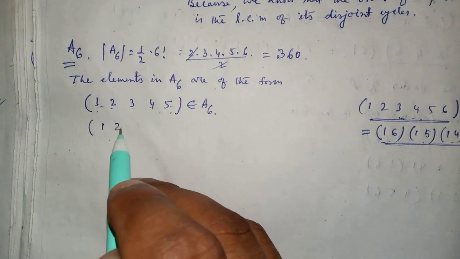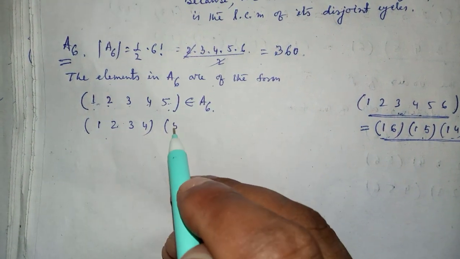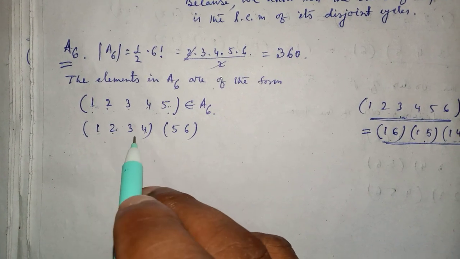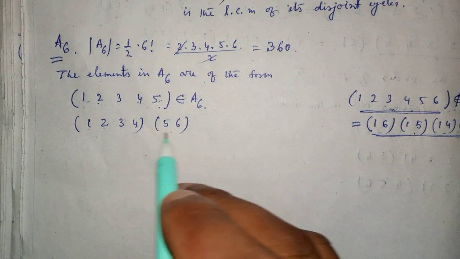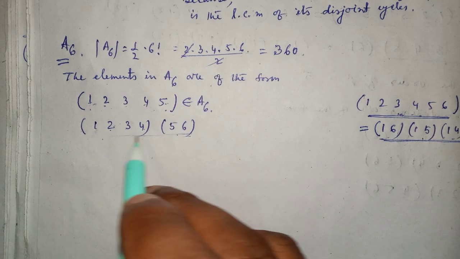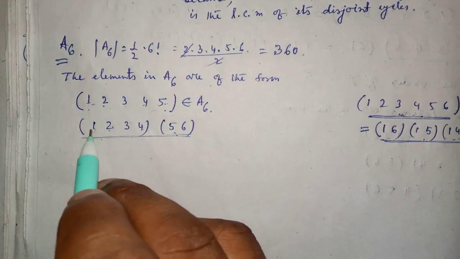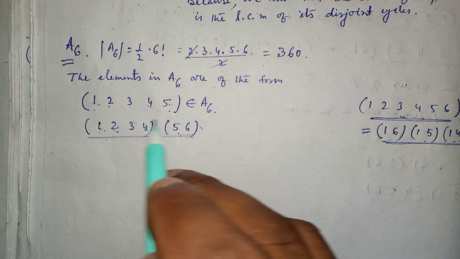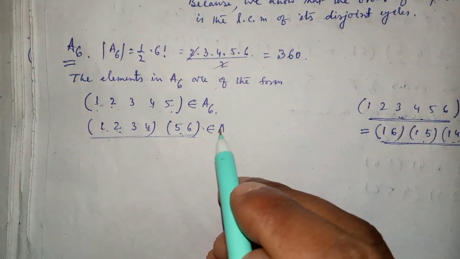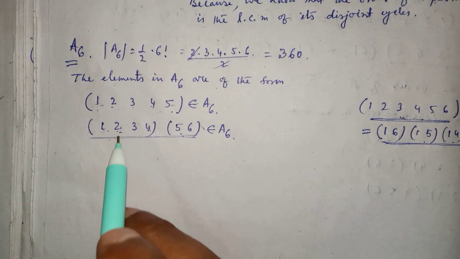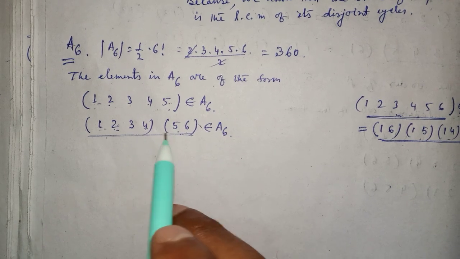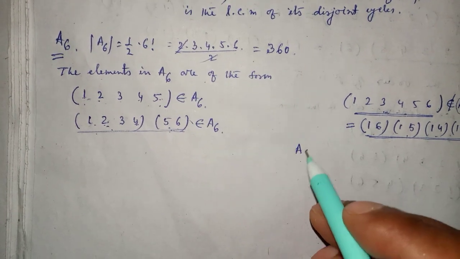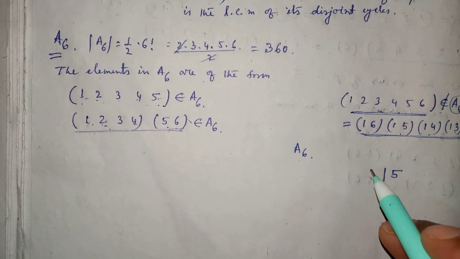Also 1 2 3 4 5 6, because this permutation is the product of 1 4, 1 3, and 1 2 transpositions. So it is the product of 4 transpositions, so it is an even permutation and it also belongs to A6. And the order of this permutation is the LCM of 4 and 2, which is 4. So A6 contains an element of order 5 and order 4.